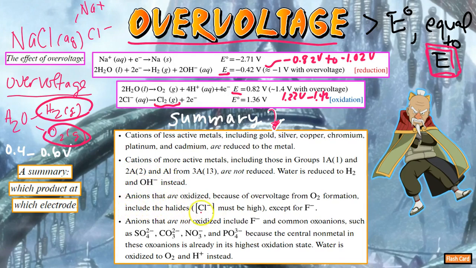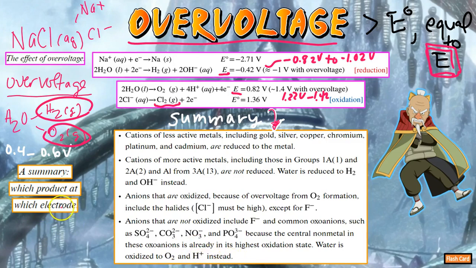Anions that are oxidized because of overvoltage from O2 formation include the halides, except for fluorine. And of course, it's going to include the halides when the concentration of the halides is very, very high. Now, anions that are not oxidized include fluorine and common oxoanions like sulfate, carbonates, nitrates, and phosphates, because the central nonmetal in these oxoanions is already in its highest oxidation state. So therefore, water is going to be oxidized to O2 and H+ instead.